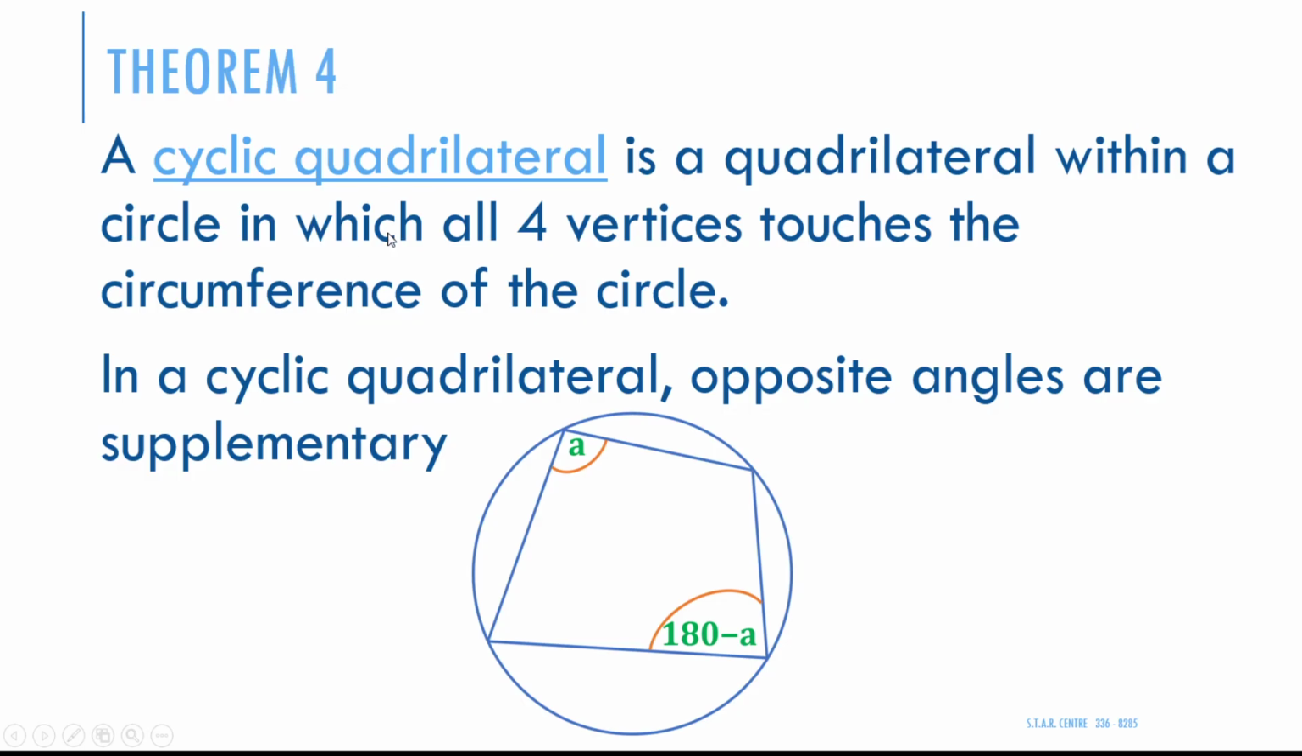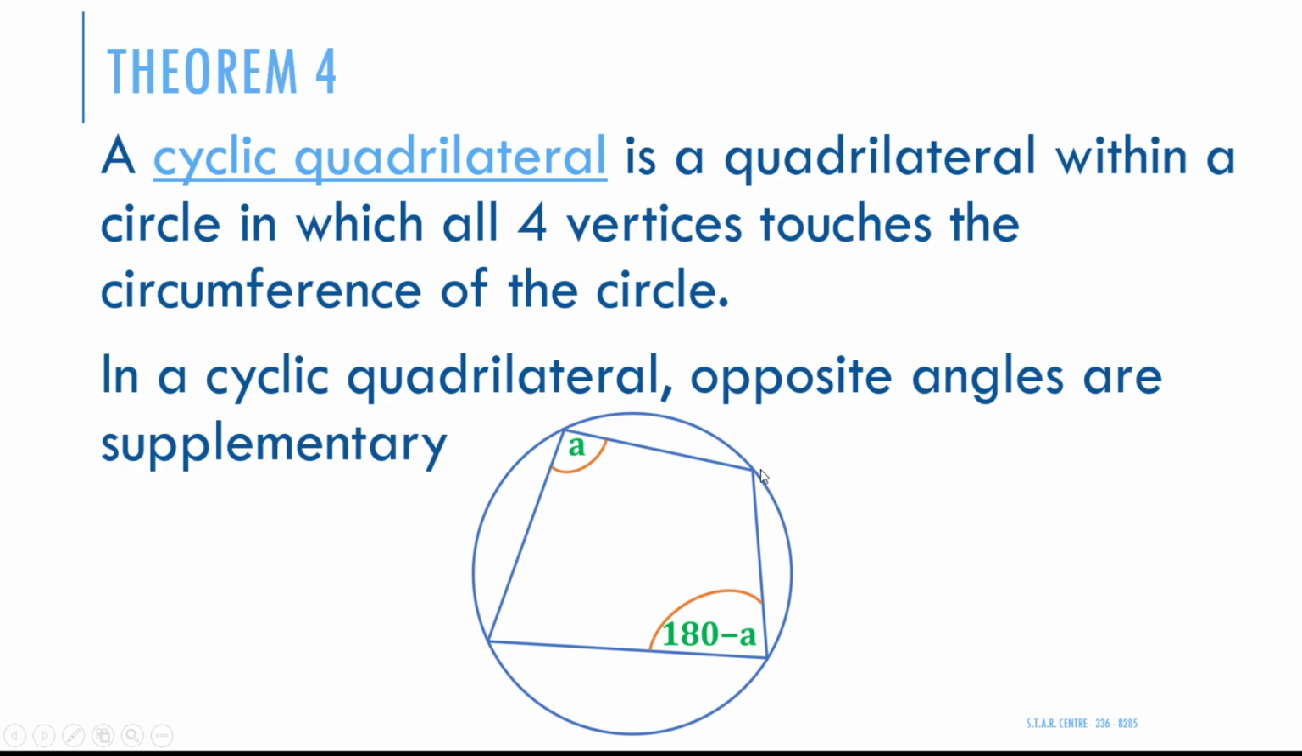Theorem 4. We have a definition. A cyclic quadrilateral is a quadrilateral within a circle in which all 4 vertices touch the circumference of the circle. So remember that a quadrilateral is any shape with 4 sides, a closed shape with 4 sides. So a cyclic quadrilateral is just a shape with 4 sides in which all 4 vertices, or the corners, touch the circumference of the circle.